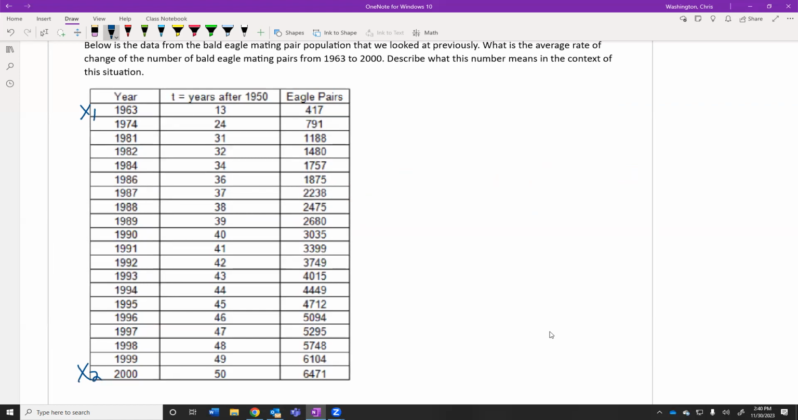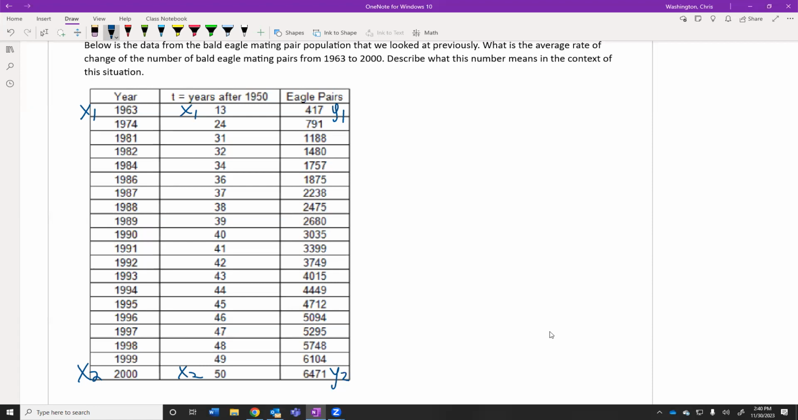Now you see that column in the middle, it says T equals years after 1950. So instead of using 1963, we could actually use 13 for X1 and we can use 50 for X2. Does it matter? No, because 50 minus 13 and 2000 minus 1963 is the same number. Okay. So what would our Y1 and Y2 be? Looking at the table, that's pretty easy to figure out. Y1 is going to be 417. And y2 is going to be 6,471.